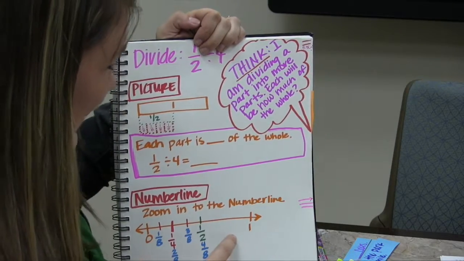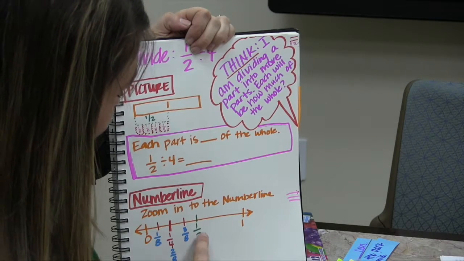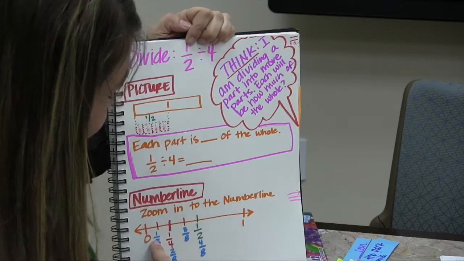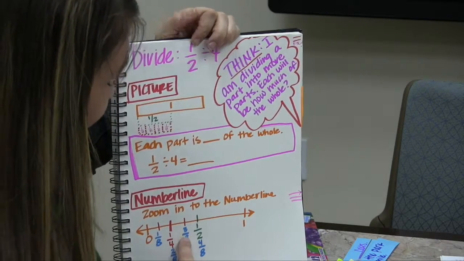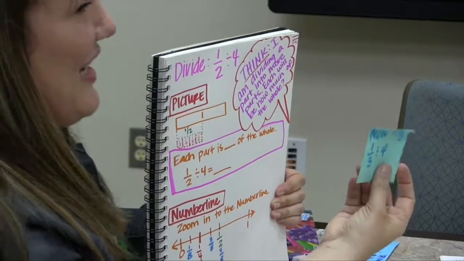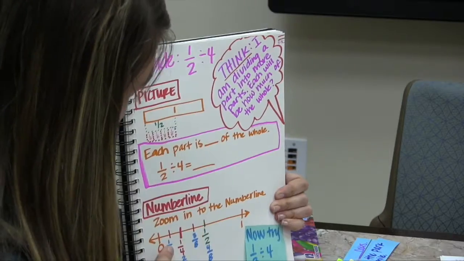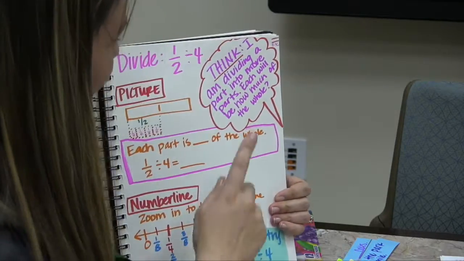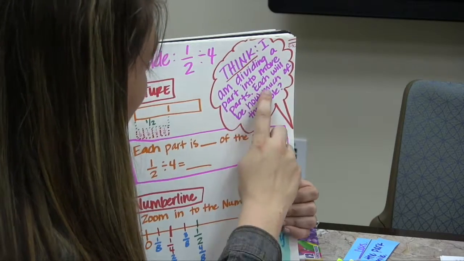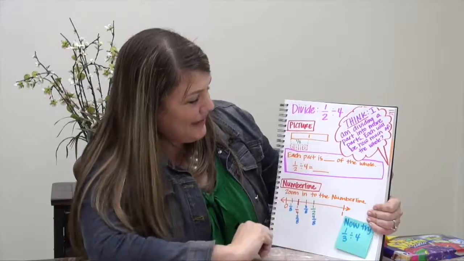Then here's my number line. We're going to zoom into the number line. Here we're going from 0 to 1/2. 1/2 divided by 4 gives you the 8ths. So 1/8, 2/8, 3/8, and 4/8. I would then give them one to try, and I would give them the option: you can either use a picture or you can use a number line, and having them think, I am dividing a part into more parts. Each will be how much of the whole? So there's where we get the 8ths.